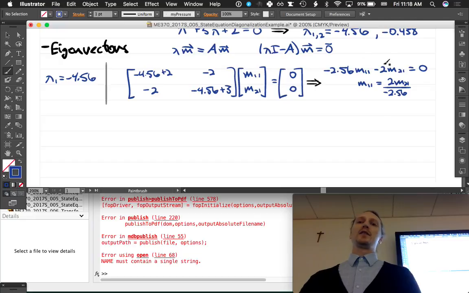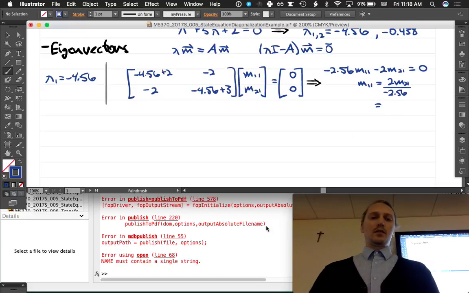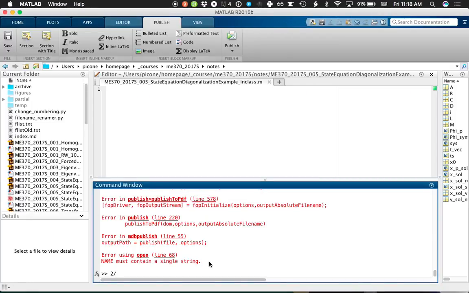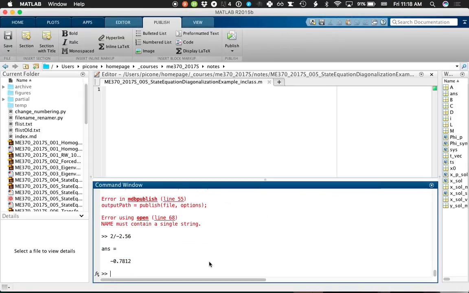I added this term over and divided by negative 2.56. And we should compute what this is. Do you guys know what that is? So it's 2 divided by negative 2.56. I'm rounding here to 3 significant figures.